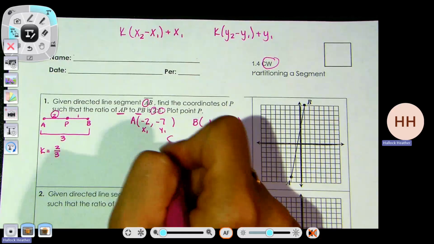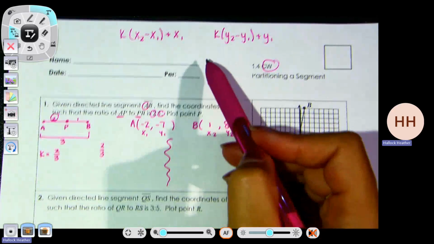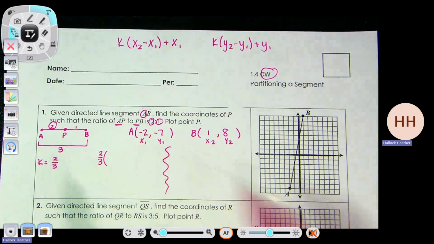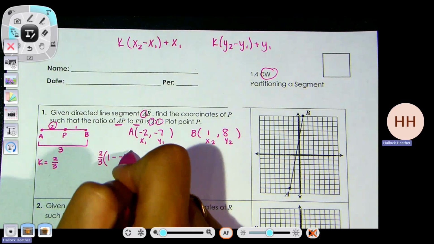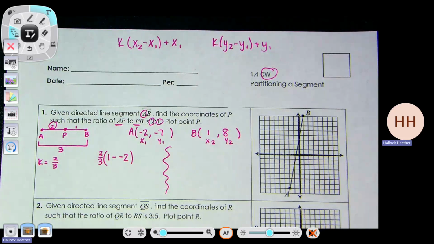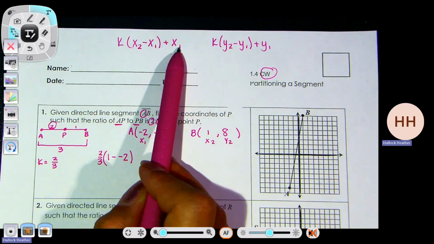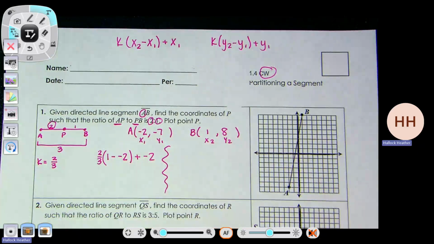So let's do X first. We're going to do 2/3 because that's my K. And then in parentheses, what is x2? 1. And I'm minusing -2. And I know the double negatives bother you. If you know that they come together and make a plus sign, then make a plus sign. And then I'm adding in the back where I started, which is x1. So I'm adding -2.